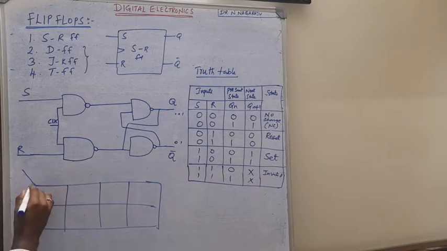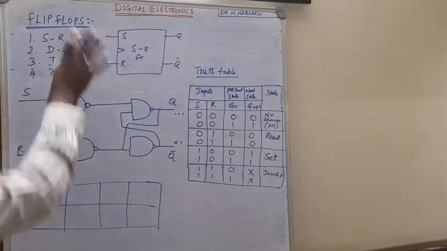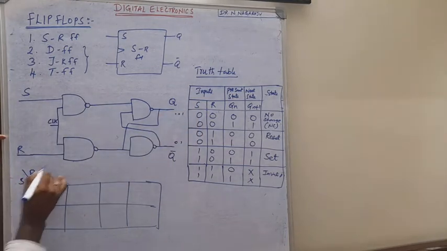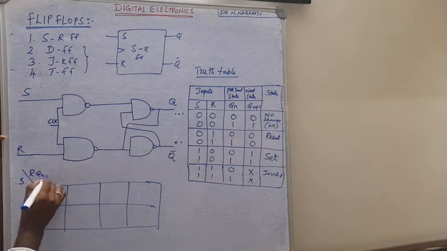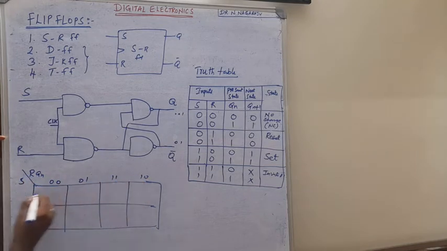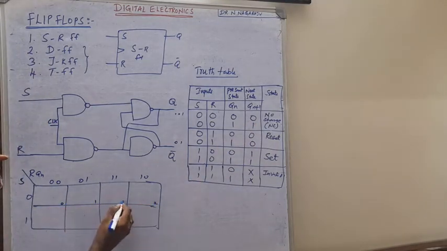Okay, very simple. Using this one diagram, you can analyze all the flip flops. Just concentrate on this diagram. Here, what are the inputs? Here S, and I am going to use R and Qn. So this is 00, 01, 11, 10. Similarly here 0 and 1 are there. And here 0, 1, 2, 3, then 4, 5, 6, 7.